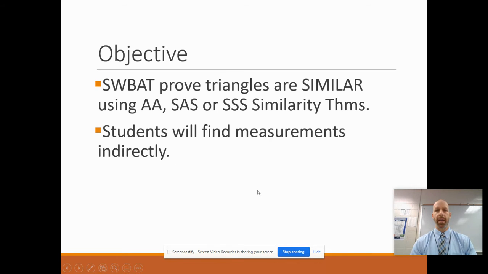Today we're going to look at section 7.3, which is on proving that triangles are similar. Our objective today is to use something called the AA, the SAS, or the SSS similarity theorems to prove triangles are similar. Now we're not talking about congruent, we're talking about similarity. We also want to be able to figure out how to find the measurements of things indirectly.